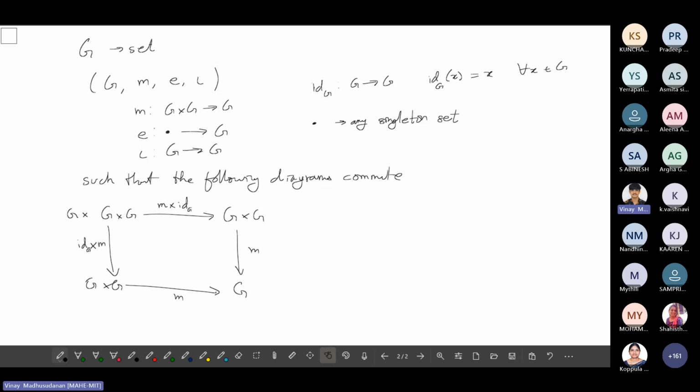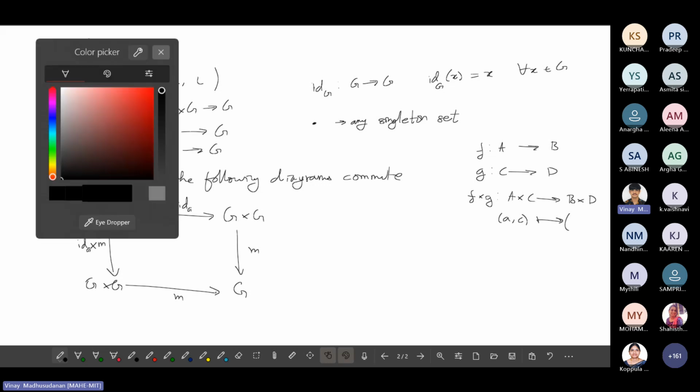So what does it mean when I say that this commutes, and what is M cross ID? So if you have two functions like this, f is a function from A to B, and let's say g is a function from C to D, then f cross g is a function from A cross C to B cross D. Okay, how do we define it? A comma C in this gets mapped to, we want an element of B cross D.